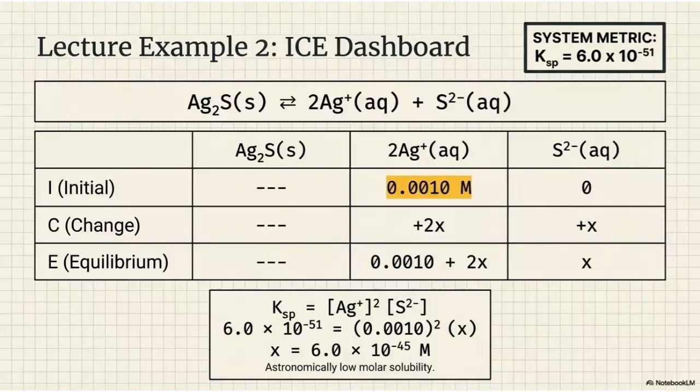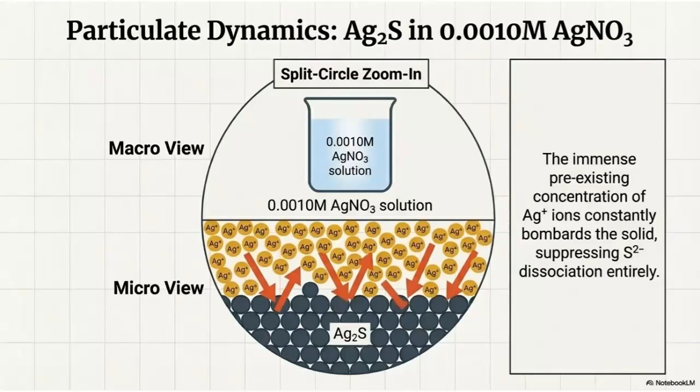Okay, so let's say I have the Ksp value for this reaction here. Silver sulfide, you have silver and sulfide. And I am adding 0.0010 molar AgNO3 to that silver sulfide. By adding that other salt to it, we can see that silver is common to the salt in aqueous solution. So the initial amount of the silver is no longer going to be zero, it's going to be 0.0010.